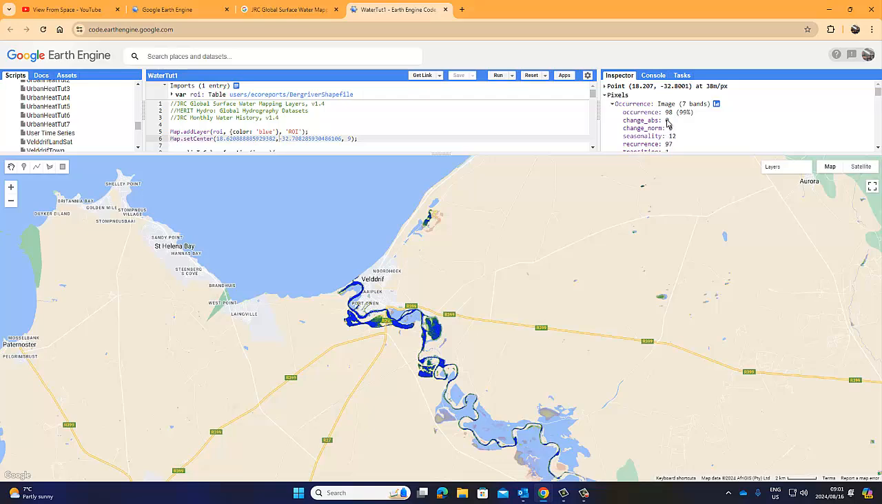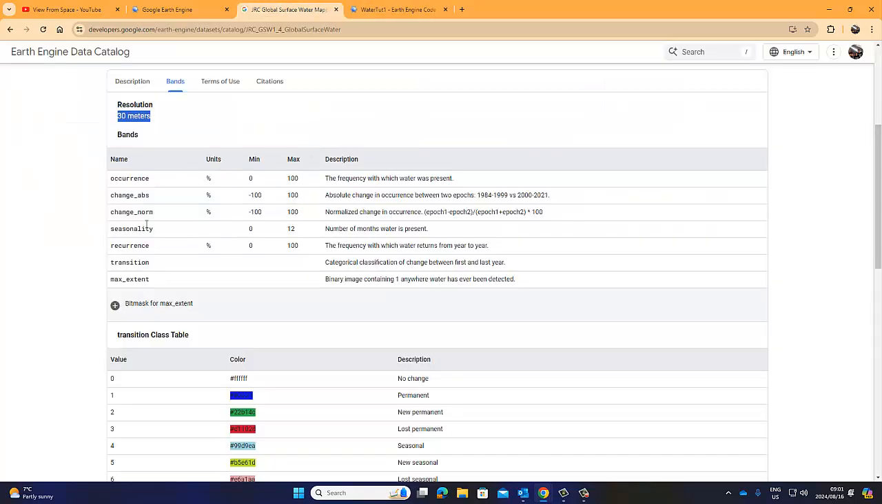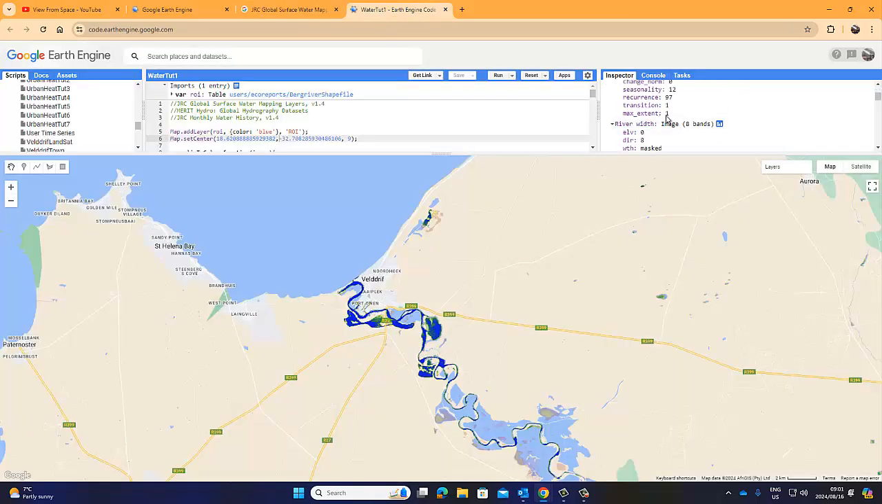And there's the changes. So you'll just have to go through these ones to have a look and see what these numbers look like, or what the interpretation of these numbers is. But the important part is the occurrence. 98% of the time it has water. It has water for all 12 months of the year. And that's what the seasonality is all about.